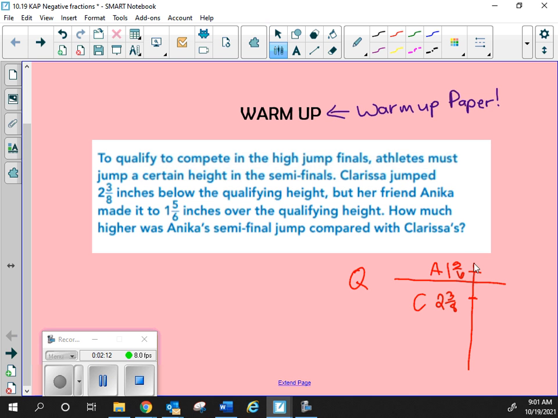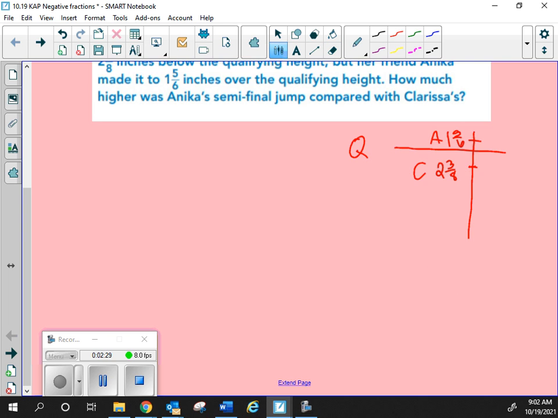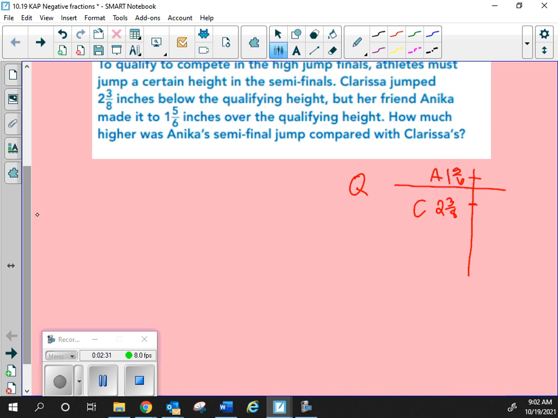So which number, because we talked about subtraction, does the order matter in subtraction? Is 3 minus 2 the same as 2 minus 3? No. So the order matters. So which person am I going to put first in here? Anika or Clarissa? Anika. I'm going to put Anika's first, 1 and 5/6, and then I'm going to subtract what?